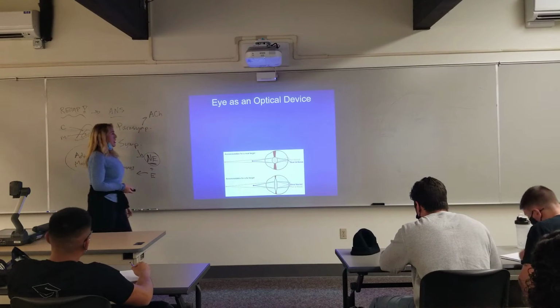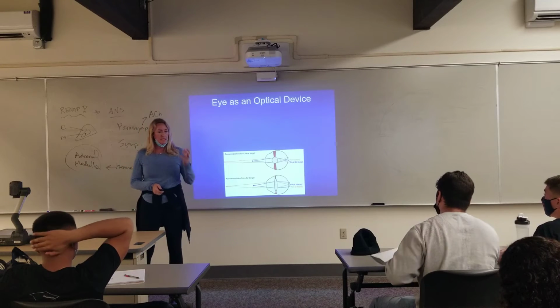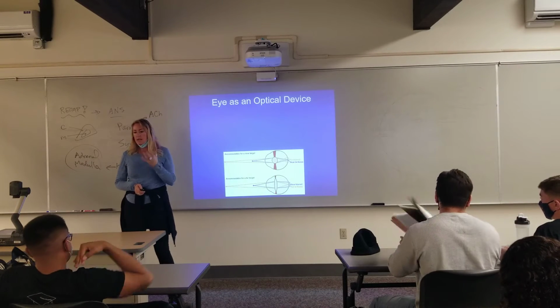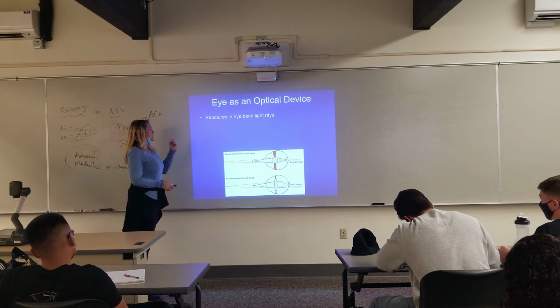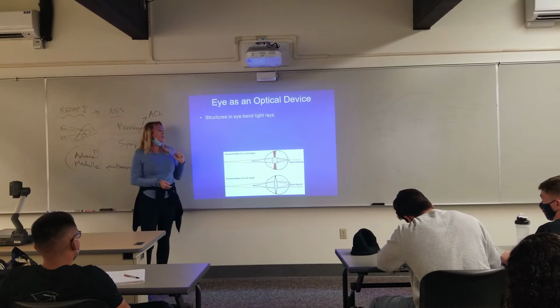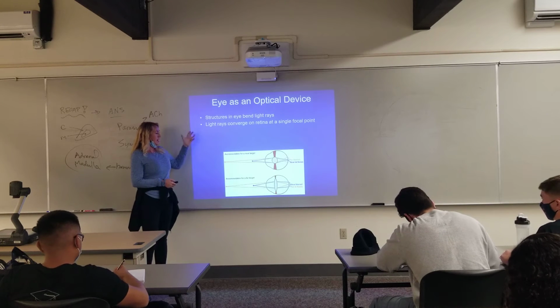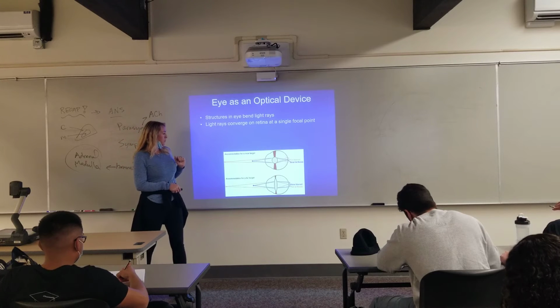The eye obviously is an optical device. It's basically how we've made cameras and microscopes and all these things based on the human body and how the eye is this amazing light imaging viewer. So structures bend light in different ways, different types of bending. Light rays end up converging on the retina at a single focal point, okay?